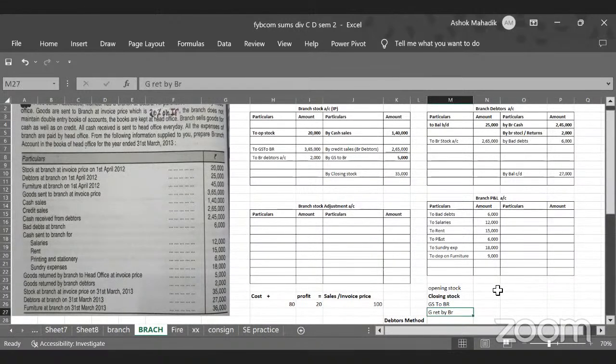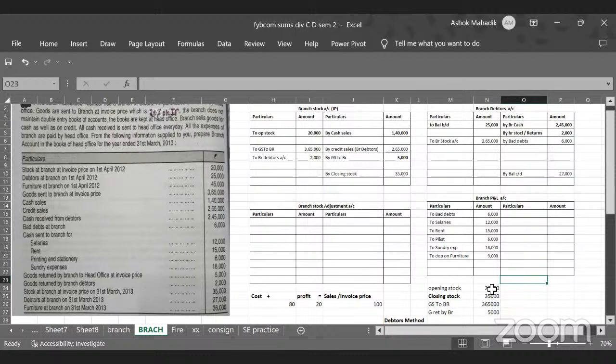So let us first record the values which are given to us. Opening stock value was 20,000, right? Then closing stock value was 35,000, right? Then goods sent to branch is 3,65,000. And goods return was 5,000. That's it. On this, you apply that 20%.